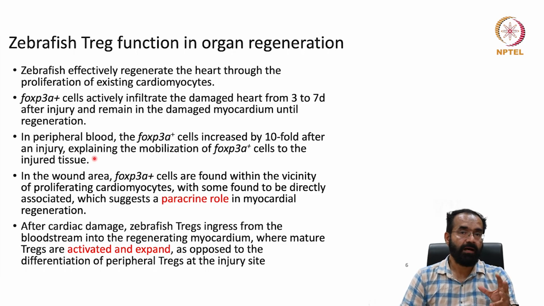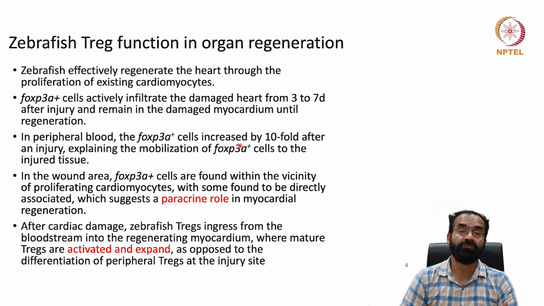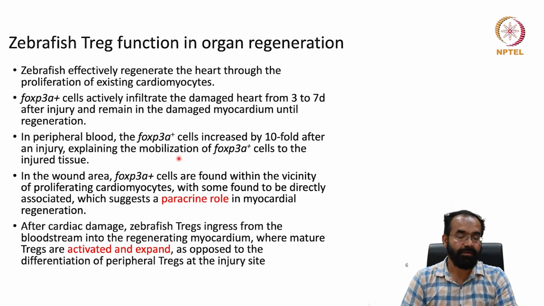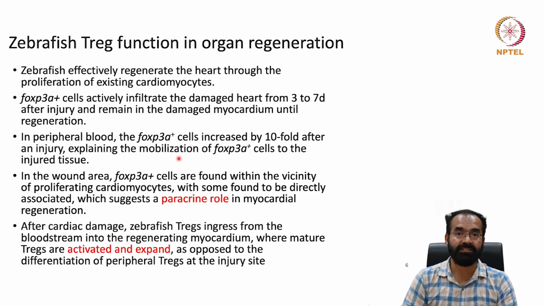The peripheral blood, on the other hand, you are looking into peripheral blood. That means the heart is injured. Now we are looking into the animal's blood, zebrafish blood. FOXP3A positive cells are increased by 10-fold after an injury, explaining that the mobilization of FOXP3A cells to the injured site is just normal. Why did you find so many cells from 3 to 7 days in the injured heart? Because it is very highly present in the blood itself because of the injury. Of course, the injury of the heart has triggered this increase. Otherwise, it will not be present. These are all normal cells.